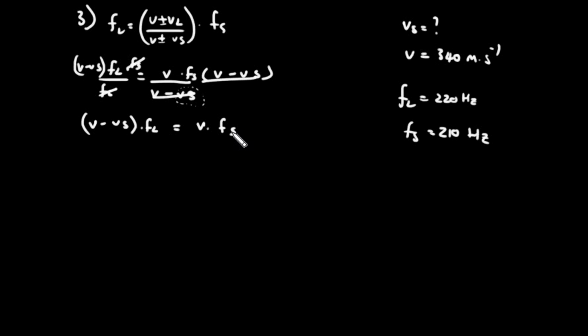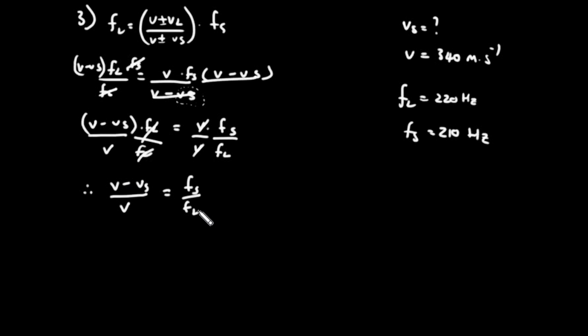Then we're going to divide this side by FL, and divide this side by FL. Then we're going to divide this side by V to get rid of the V, and divide this side by V as well. So therefore, (V minus Vs) over V is equal to the frequency of the source over the frequency of the listener.